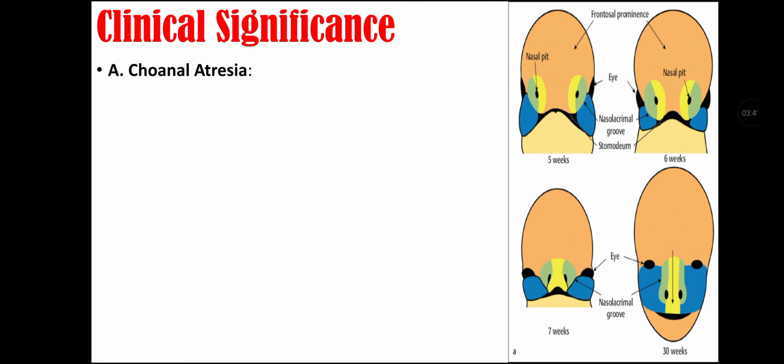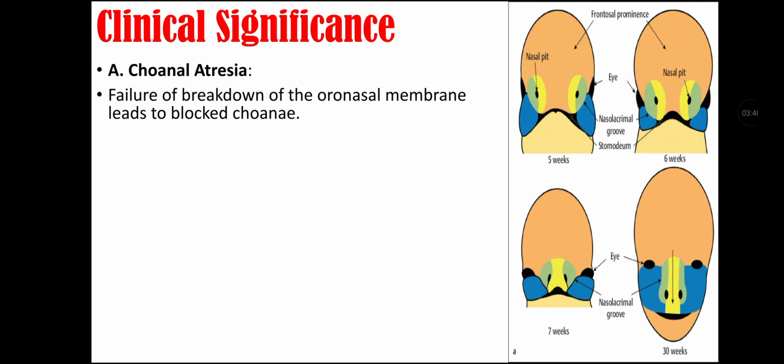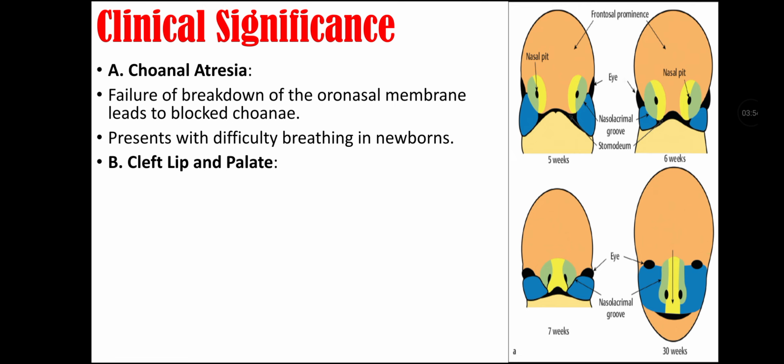Clinical significance of the nose development. First is choanal atresia, that is failure or breakdown of oronasal membrane that leads to blocked choanae, and it presents with difficulty breathing in newborns.